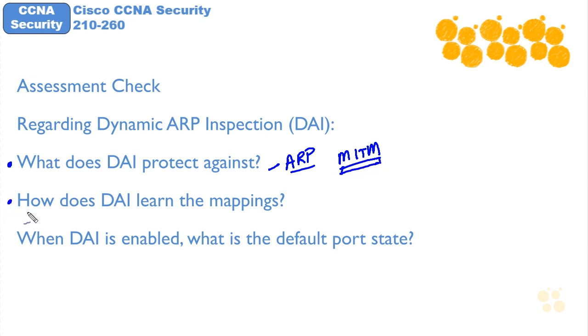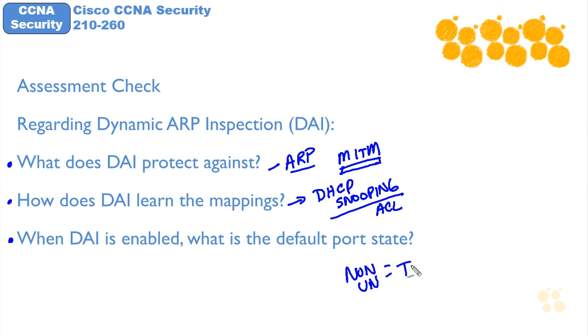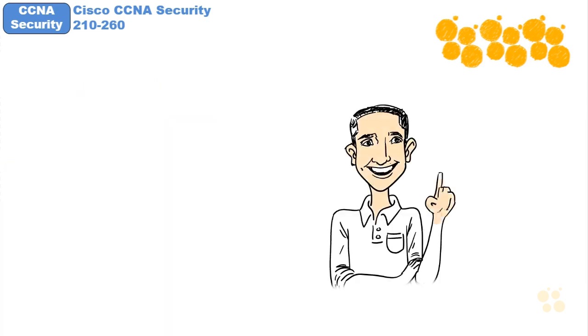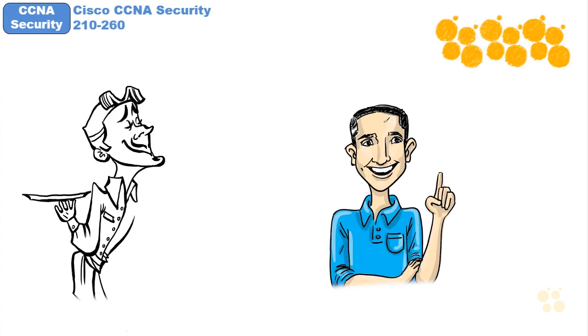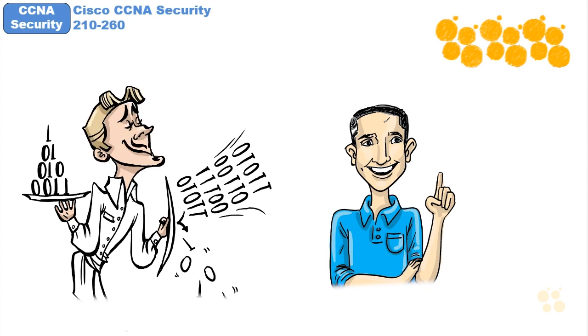Question number 2, how does dynamic ARP inspection learn the mappings? And the answer is we can use the DHCP Snooping database, or we can make an ARP ACL that would have those mappings in it manually. And question number 3, when DAI is enabled, what is the default port state? And that is untrusted, as in not trusted. Now when we're tasked with preventing ARP types of attacks, we can turn to dynamic ARP inspection as one of our tools to help mitigate that risk.